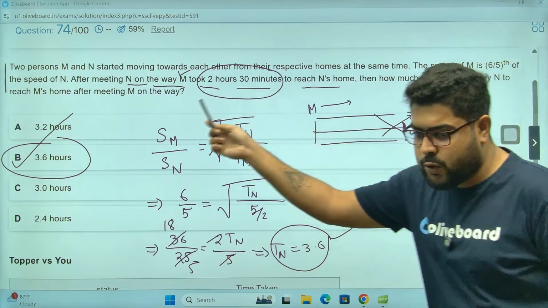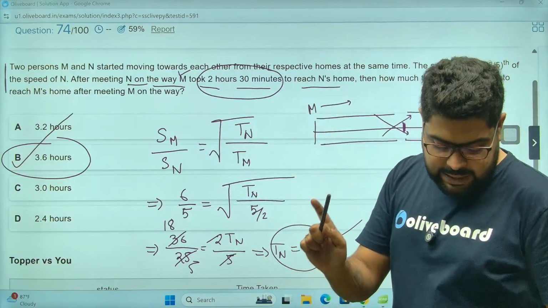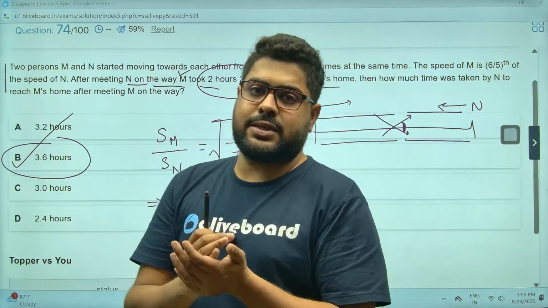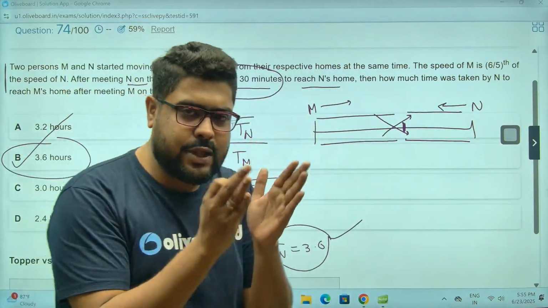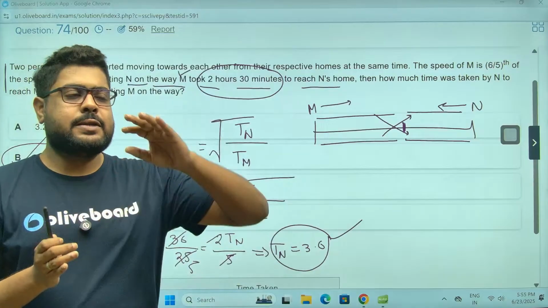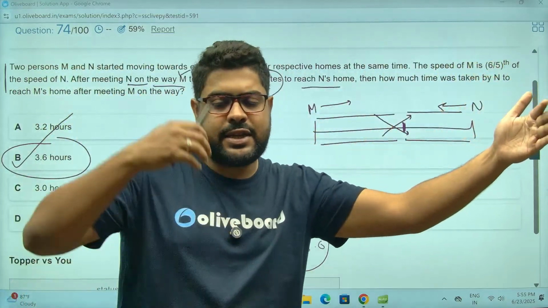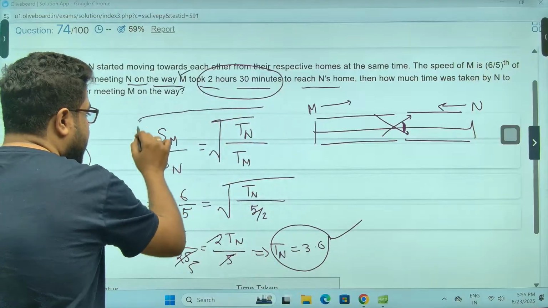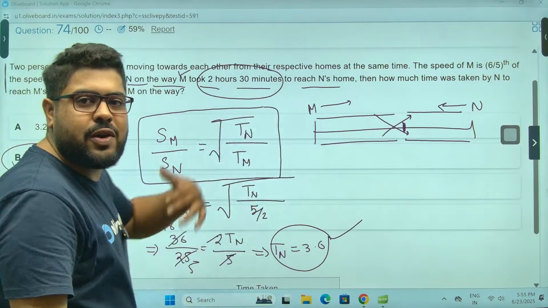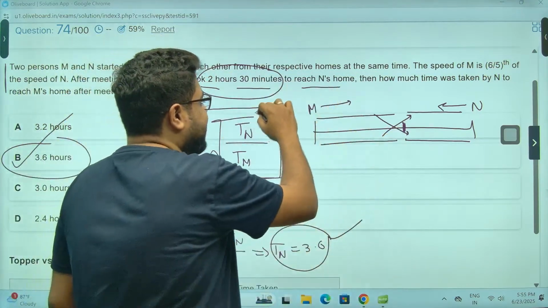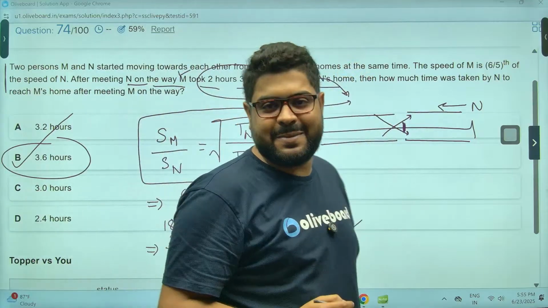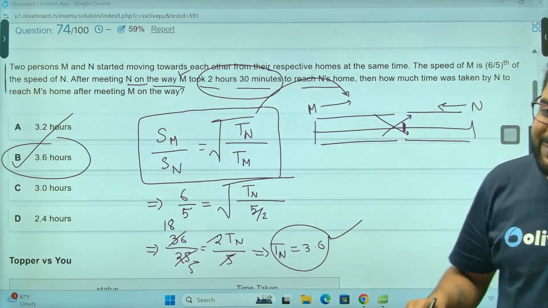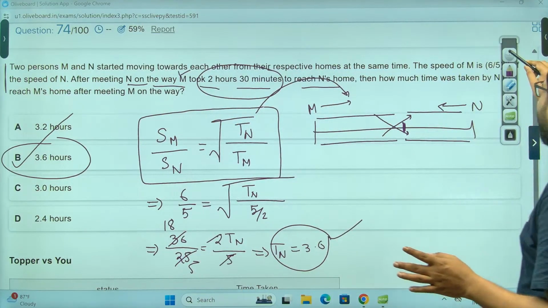If you didn't know this, remember, once again I'm repeating, once they have met each other, once they have met, somebody is taking this much time to reach the destination, the other person is taking this much time. Always the only formula to use is here. Or if you're geek enough like me, go with the GP concept and everything. Okay? Now choice is up to you guys.